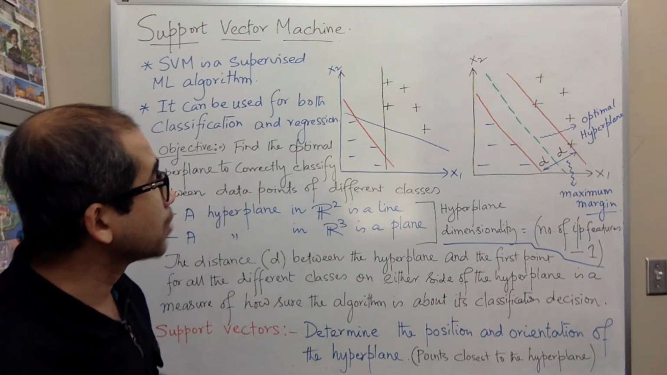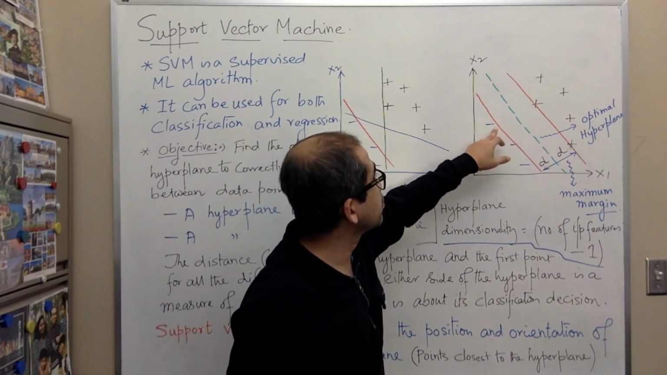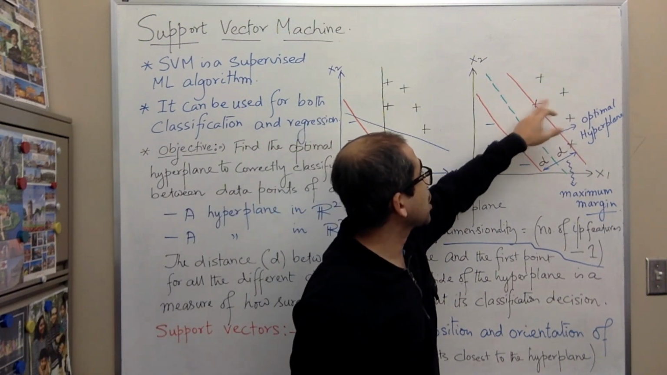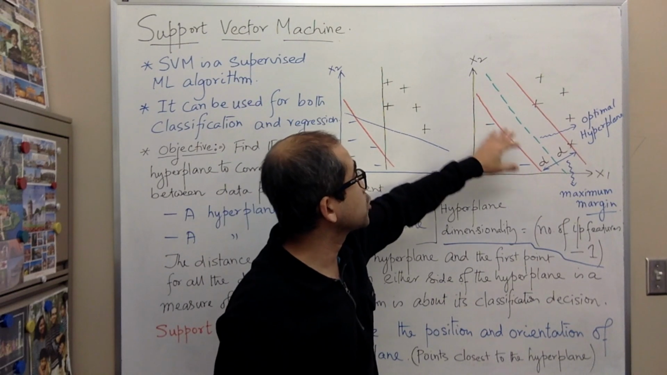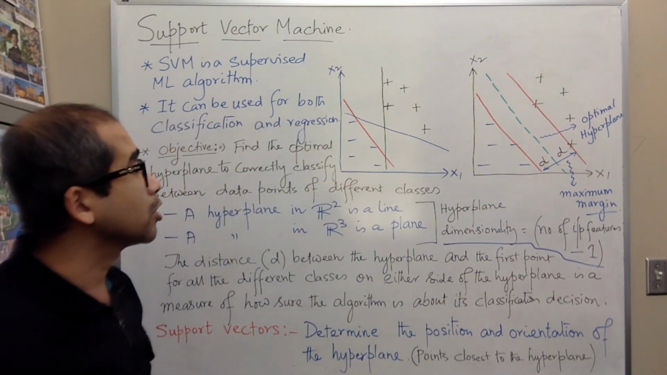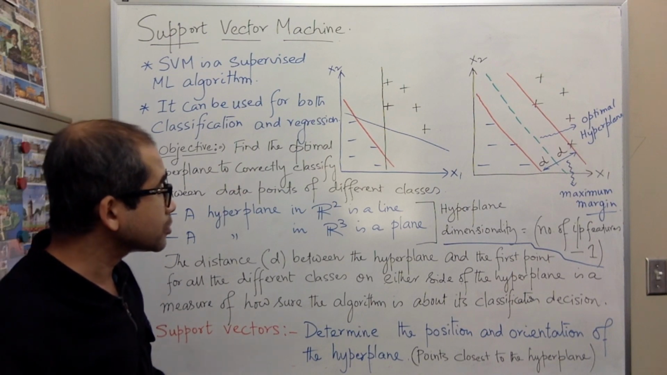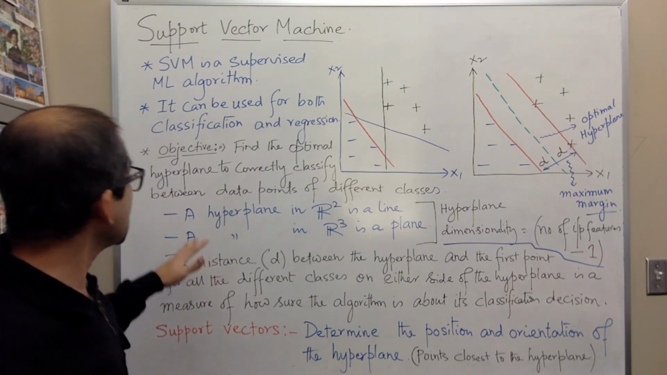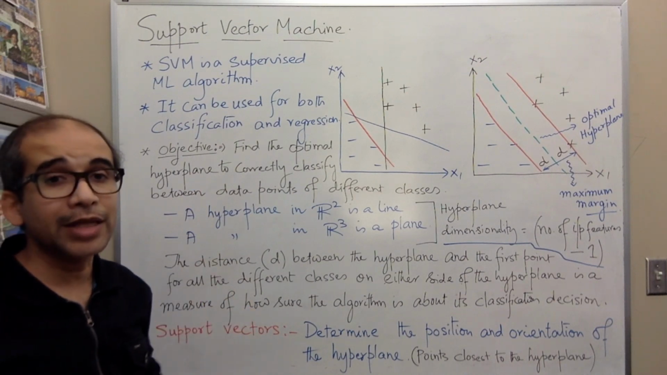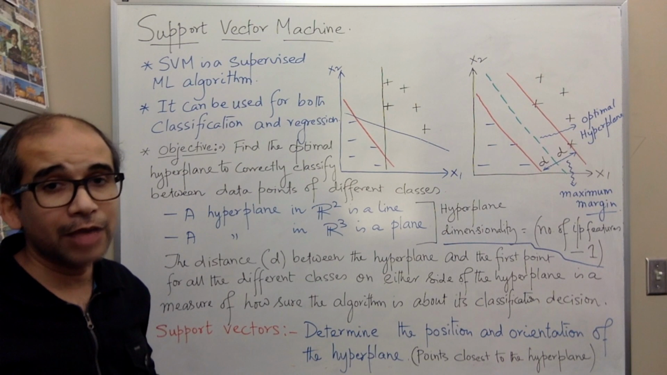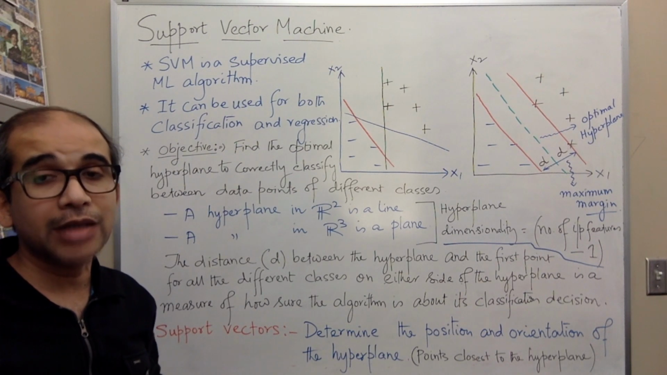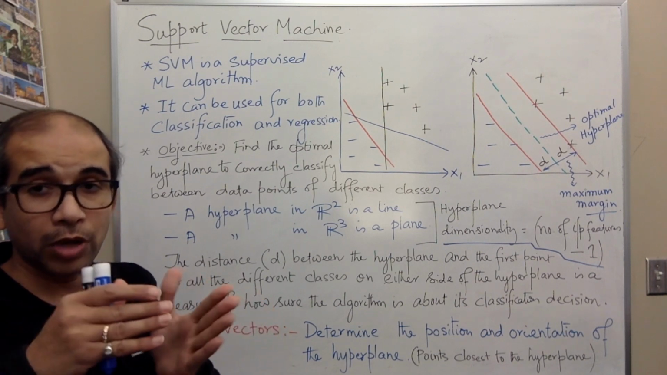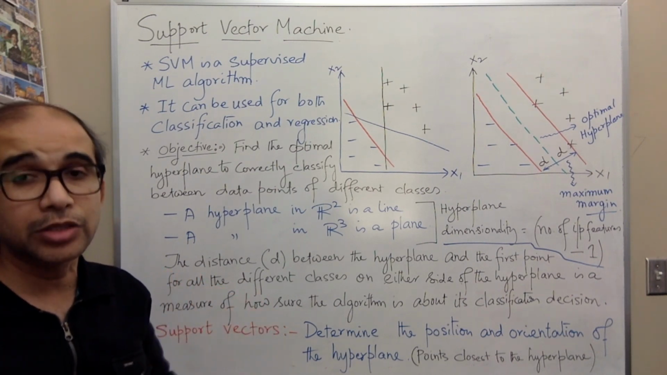Now you see these items, these are called support vectors. The data items from the positive samples and from the negative samples which are lying very close to those decision lines are called support vectors. So what is the objective? The objective is to find the optimal hyperplane to correctly classify between the data points of different classes. As I said, we want to make sure the support vector machine does correct classification and the errors are less, and the errors will be least when the width of the margin is higher and higher.